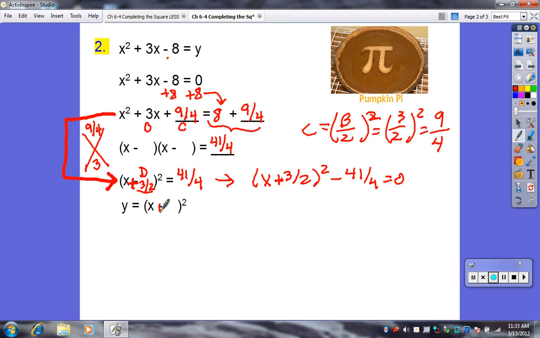So we have x plus 3/2 minus 41/4. And you can leave it in decimal as long as they're decimal cutoffs.